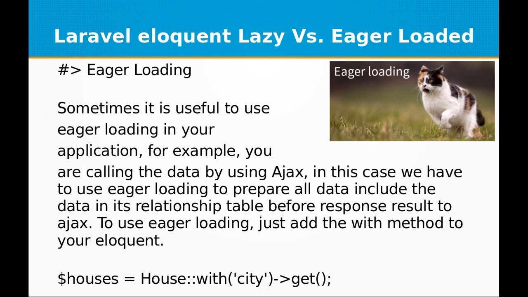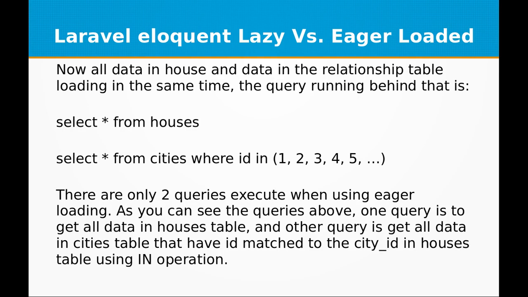Now let's look at the eager loading approach. Sometimes it is useful to use eager loading in your application. For example, you are calling the data by using Ajax. In this case we have to use eager loading to prepare all data, including the data in its relationship table, before responding with the result to Ajax. To use eager loading, just add the with method to your Eloquent query. So houses equals House::with('city')->get(). Now all data in house and the data in the relationship table are loaded at the same time.